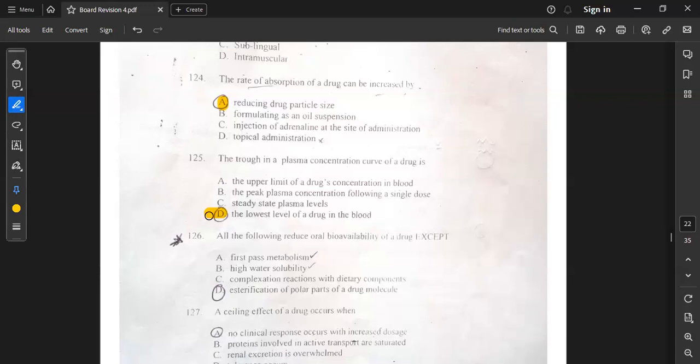I think esterification is part of those reactions that drugs undergo. Doesn't high water solubility increase oral bioavailability instead of reducing it? No, if it's high water solubility, that means it's more prone to be excreted, right? That's what I was thinking.